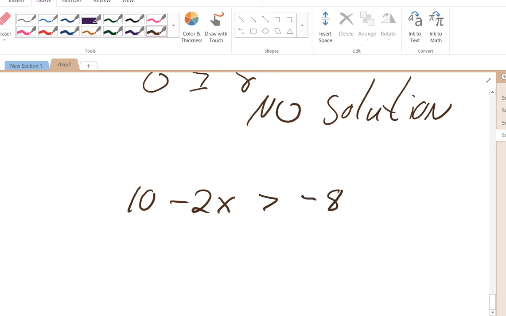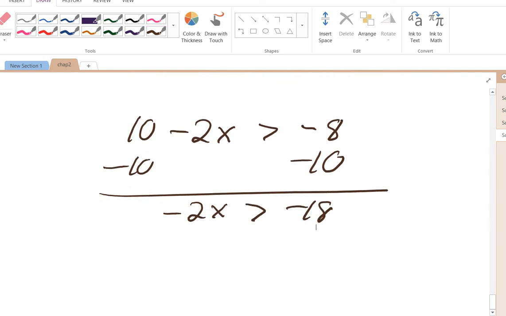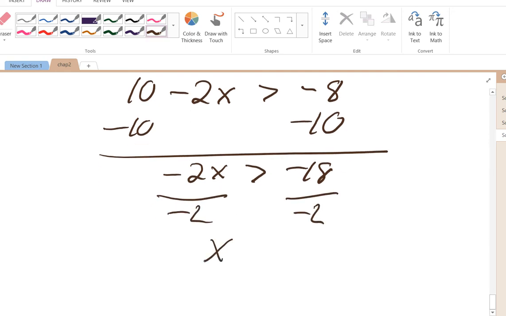Okay, so let's say we have one like this. A little more straightforward. So what would we do on this one first? Minus 10. Minus 10. So I have negative 2x is greater than negative 18. Now what? So we're going to divide by negative 2. Divide by negative 2. So x is 9 positive. Okay. Is that right?